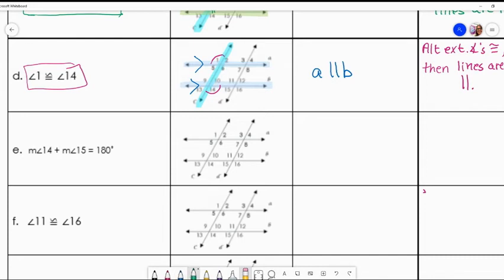It says the measure of angle 14, this angle, plus the measure of angle 15. Now notice it didn't say they're congruent, so I'm not going to assume they're congruent. I'm going to put a different mark on that angle. Angle 14 and 15 add up to 180, so that means they're supplementary. Okay, so what's the relationship between those angles?